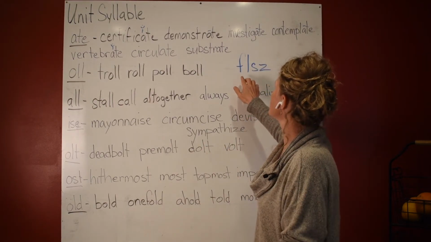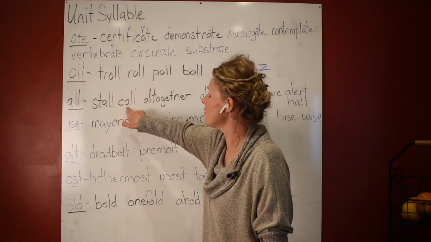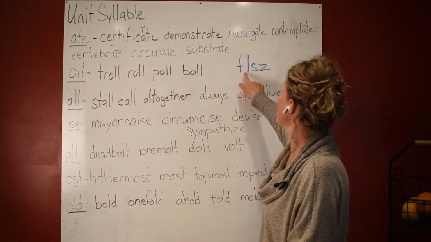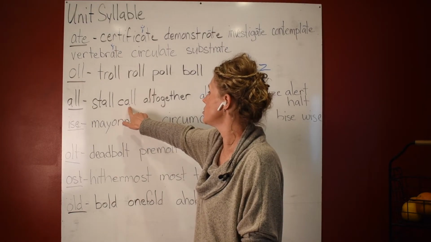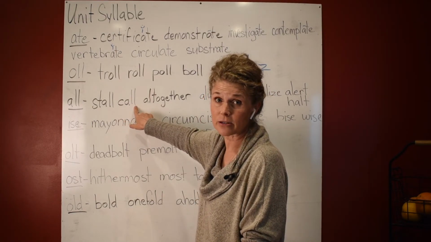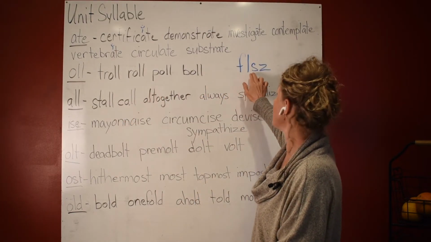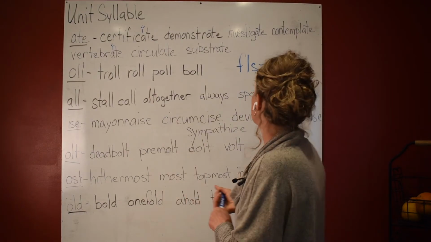So I'm going to teach you a spelling rule. If you have one vowel and it ends in an F, L, S, or a Z, you want to double the last letters. It will only be on the end.